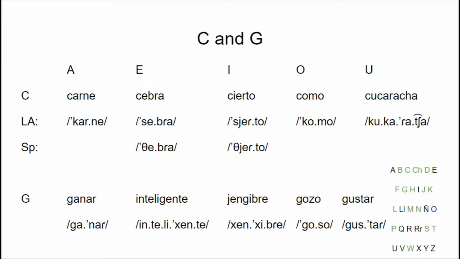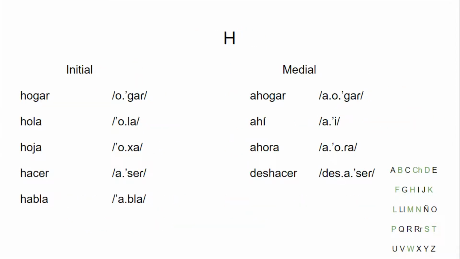So the words we have are carne, cebra, cierto, como, cucaracha, ganar, inteligente, jengibre, gozo, and gustar. Congratulations, you finished half the consonants. Luckily, H is easy. It's always silent in Spanish, no matter where it is in the word. That's why we say hola and not hola. So the first in each row is hogar and ahogar.